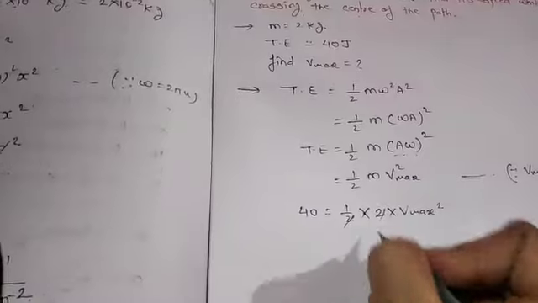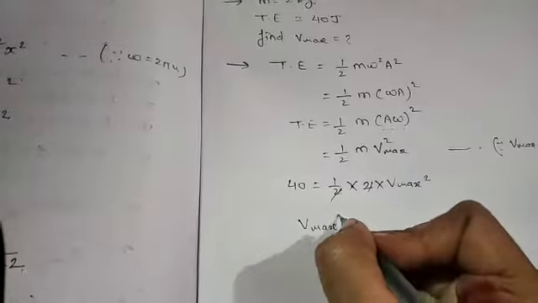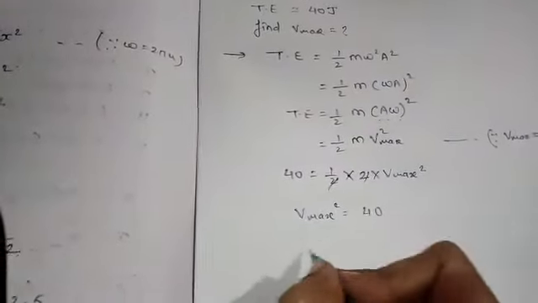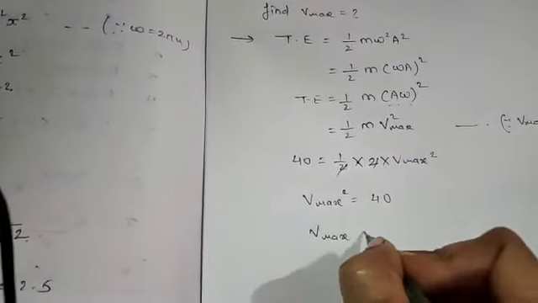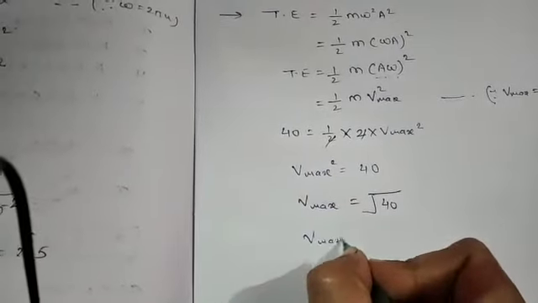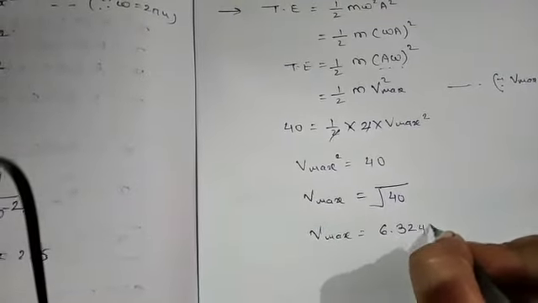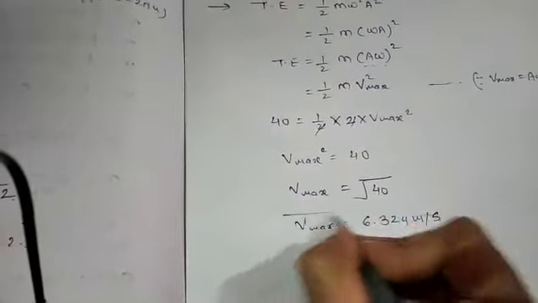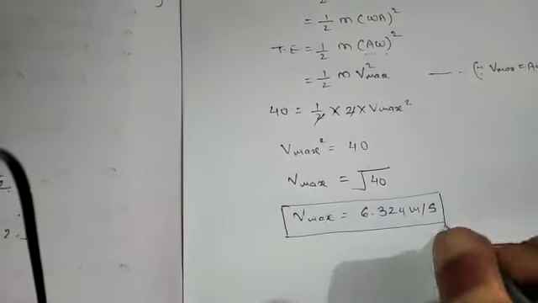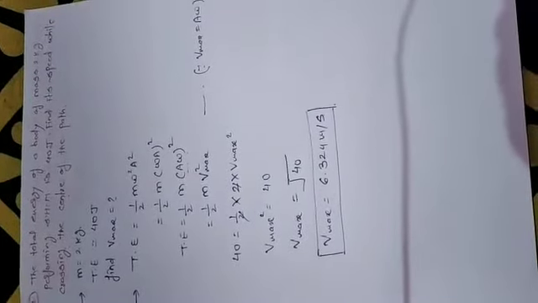So this will become Vmax square is equal to 40. That is, Vmax is equal to root of 40. When we check the square root of 40, it is 6.324 meter per second. So this is the Vmax, the maximum velocity. You can take a screenshot of this. First try to solve it on your own and then copy it.